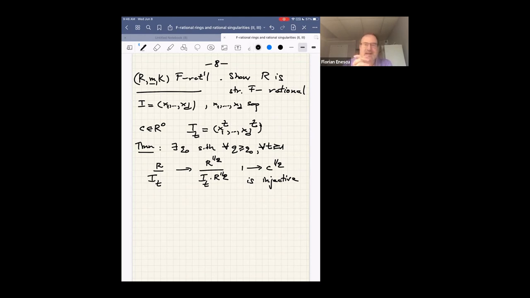Basically, we know that this map is injective for I because the ring is F-rational, and we want to show it's injective for every ideal of the form I_t. So the crucial part is this. This map is injective for a given C and a given I. In this theorem, this Q0 is independent of t. That's the claim. If you fix I_t, there is a Q0, but you want a Q0 that works for every t. The only thing that is fixed here is the system of parameters at the beginning.